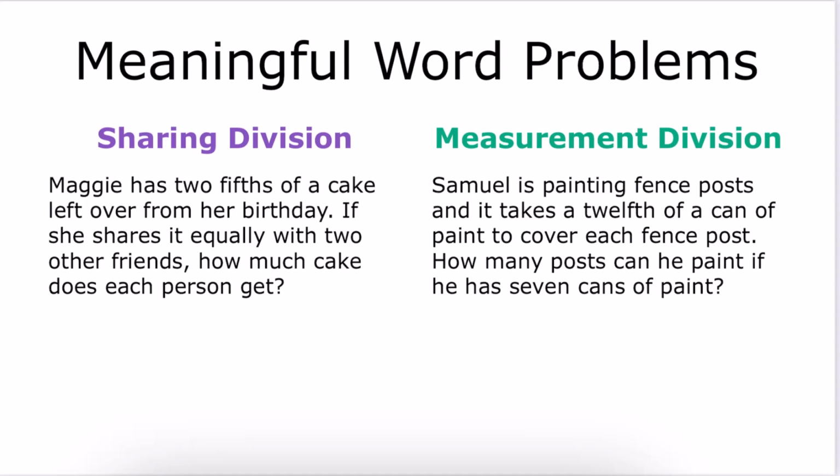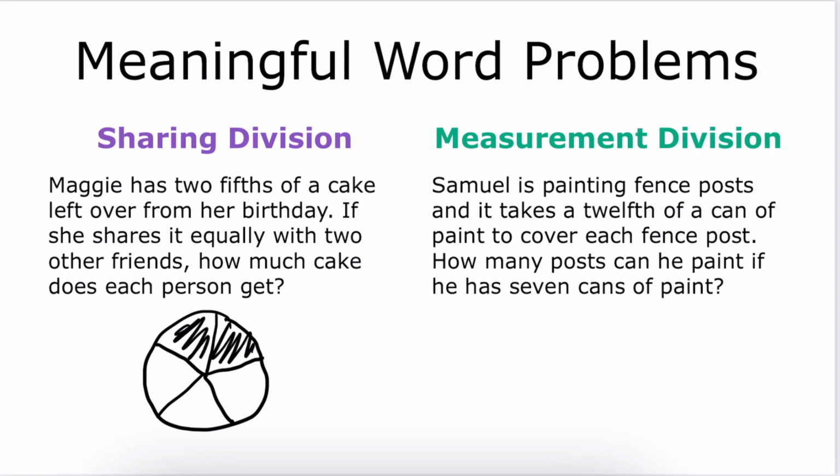So if Maggie has 2/5 of a cake left over from her birthday and she shares it equally with 2 other friends, how much cake does each person get? So we could model this with an area model. So let's say we have fifths, kind of like this. Maggie has 2/5 of them, and she wants to share it equally with 2 other friends.